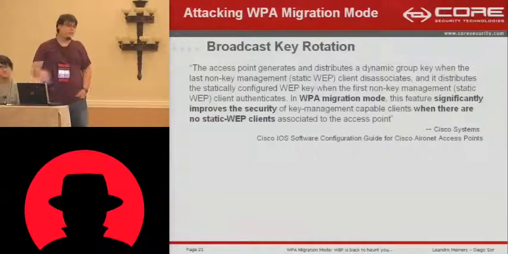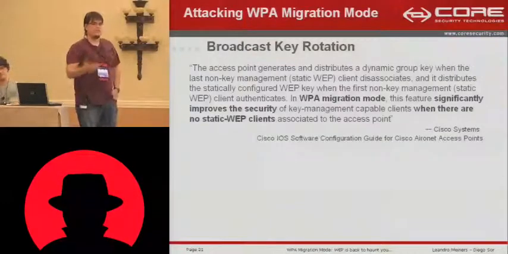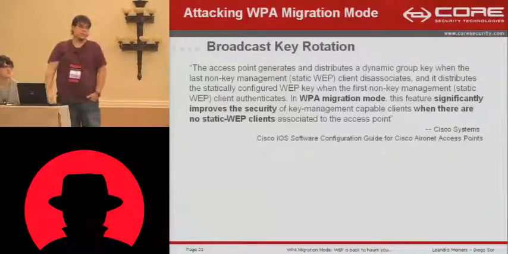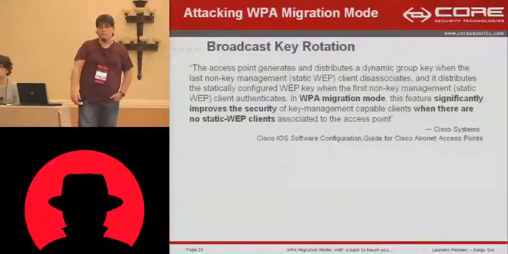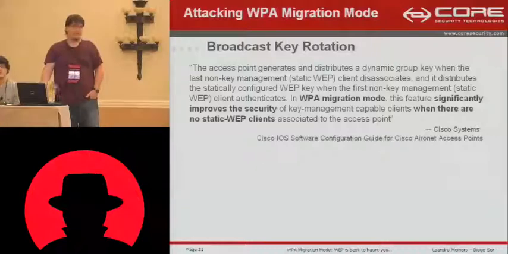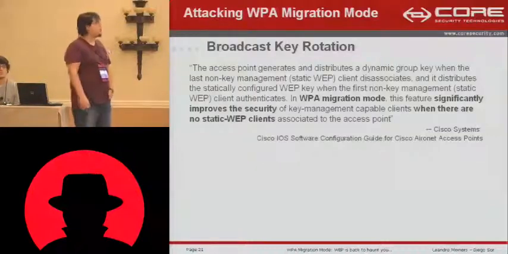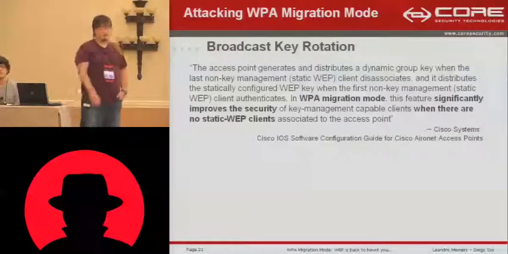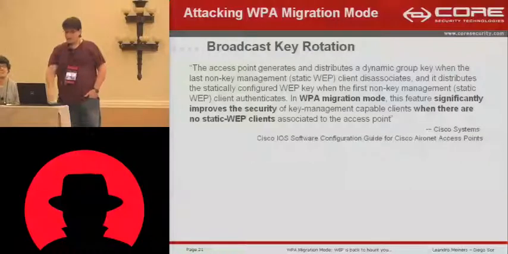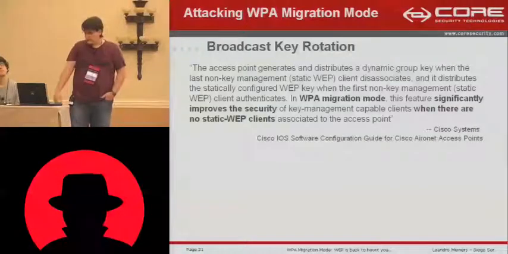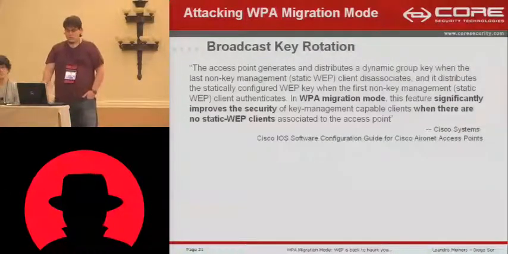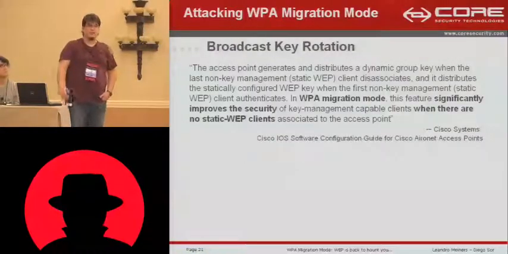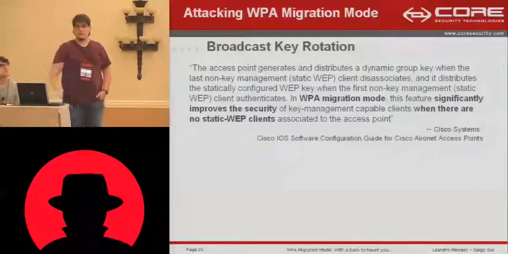Now what we're going to do is, since we looked at this and we said, okay, now we see that an AP running in this mode offers no additional security to an AP running only WEP. So what we started to do was to see if there was any other security features that Cisco offered in order to improve the security of this WPA migration mode. And what we found is an option called broadcast key rotation, which basically what they say is that in WPA migration mode, this feature significantly improves the security when there are no static WEP clients. Meaning our scenario, we only have WPA stations.